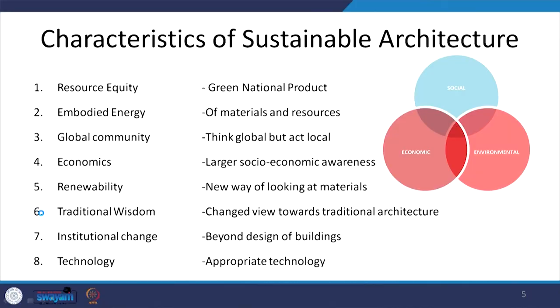The last characteristic of sustainable architecture here is technology. With the changing times and the changing challenges that we have, and new technologies coming to the market and available to us, while we use traditional wisdom, we also have to use the latest technology. Most of this technology is helping us save resources. It is helping us operate and manage buildings better. It is helping us consume a lesser amount of resources.